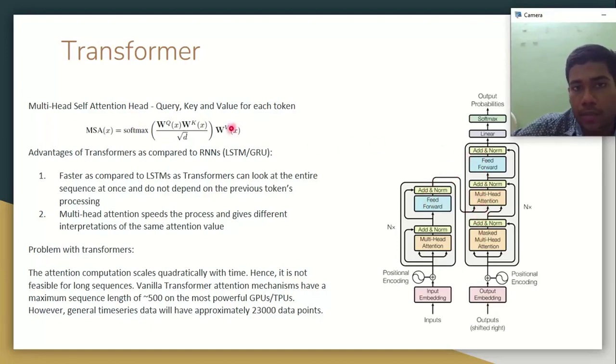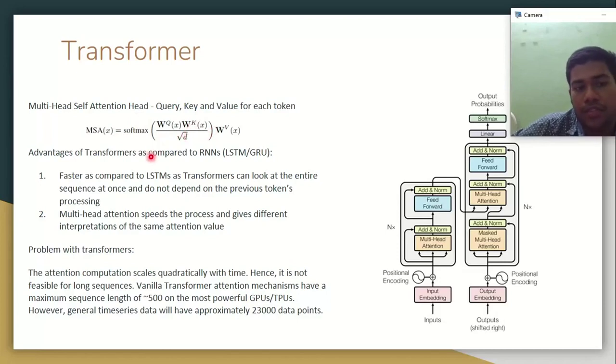The multi-head attention is the most important part of the transformer, and its equation can be seen on the left-hand side of the slide, where MSA of x is the softmax of WQ of x times WK of x, normalized by the dimension of the matrices, and which is multiplied by the weight vectors of x. The concept is that every token x will have associated with it a query vector, a key vector, and a value vector. This multi-head attention is calculated based on these query, key, and value vectors using the equation given here.